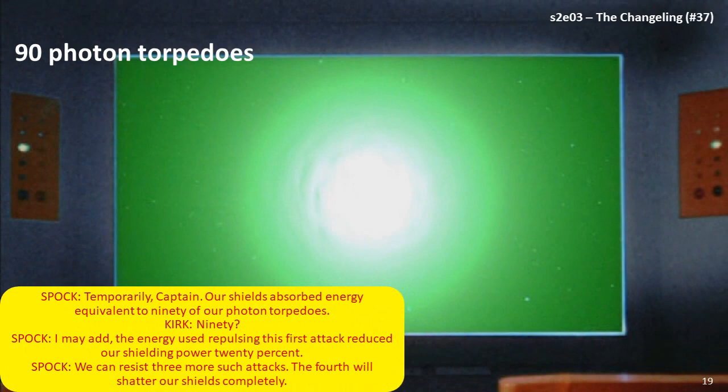In the episode, the Enterprise shield was able to absorb 90 photon torpedoes and could do this 4 times. This seems highly implausible and unrealistic.